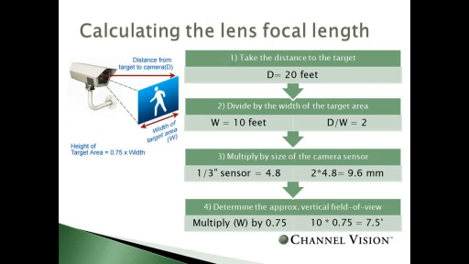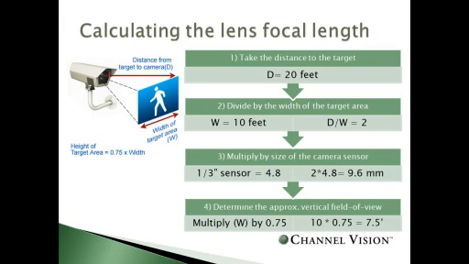So how do I know what I'm going to need? Now, there are many calculators on the internet that you can utilize, and Channel Vision has one as well. But this is the basic formula that you can use to determine the camera that you're going to use for your specific job. First thing you have to do is take the distance to your target. In our application here, 20 feet away. Next, you want to divide by the width of the target area, which is the area that you want to cover. So 10 divided by 20 will result in a fixed number of 2.